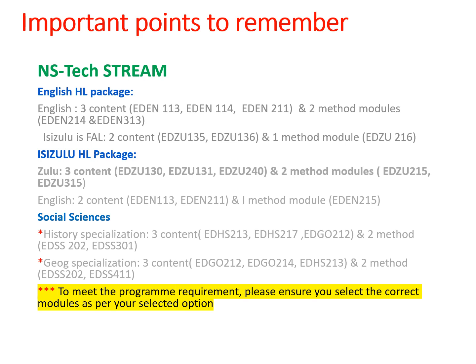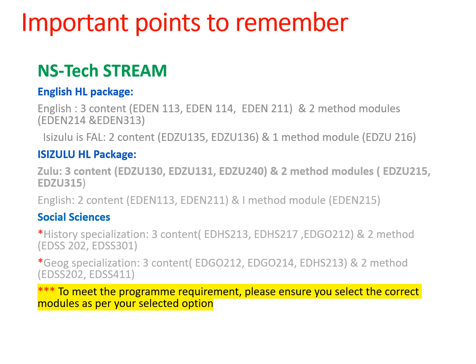So please ensure that when you are doing your selection of modules, you choose the correct modules for a particular language option. You cannot vacillate between English home language and isiZulu home language. If you choose English as your home language, then you must make sure you complete the required 3 home language content modules and the 2 home language method modules for the language option of your choice.